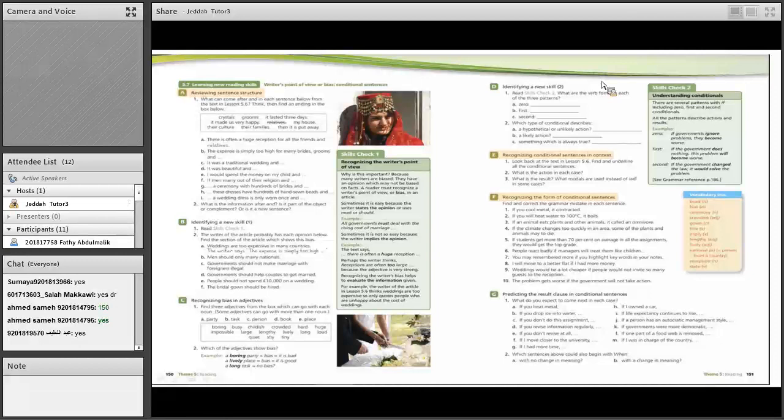So this is page 150, reviewing sentence structure. What can come after each sentence below from the text in 5.6? Think, then find an ending in the box below. Can we do that? So we're going to take words from the box, obviously, and put them where they belong in the items A through I. Can we do that? Well, I think we can. I'll give you perhaps 2 minutes. This is 150, exercise A. Go ahead, and I am waiting. Let me know when you have finished.